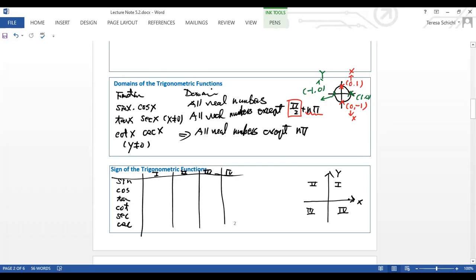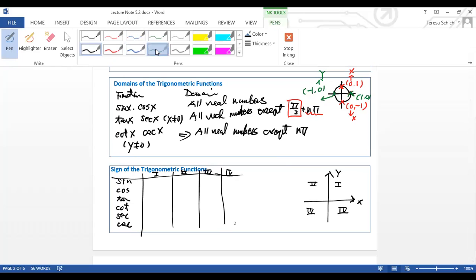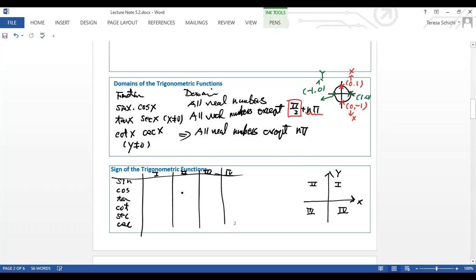So in quadrant number 1, x is positive, y is positive, correct? So sine and cosine are positive. Tangent is y over x, which is positive. Cotangent is positive, and so on. In the first quadrant, it's all positive.